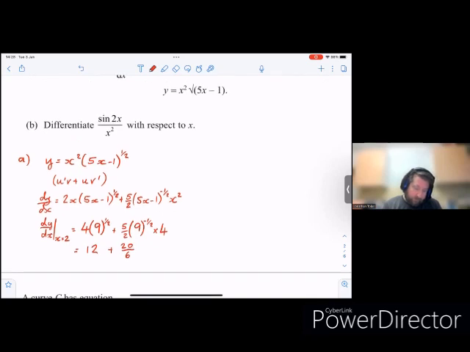Which simplifies to, I might just get a bit of help from my calculator here. 92 over 6. Which is 46 over 3.